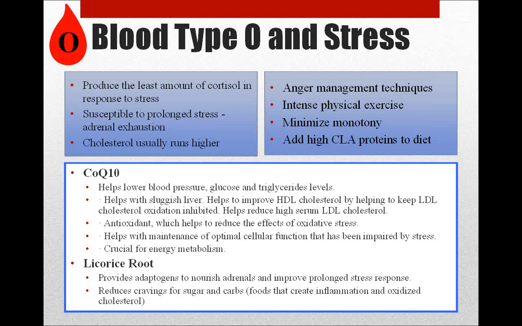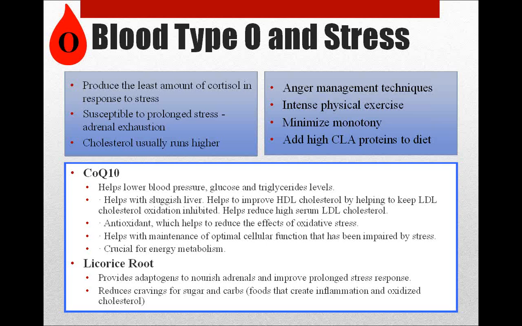So O's really need anger management techniques, so contact sports are really good. I love golf. Golf isn't a contact sport. You get to hit something. Golf and tennis and kickboxing, you know, something to burn off that stress, yes. Just the intense physical exercise, but in short spurts. You know, your O's are not your distance runners. They're not your marathon runners, just intense short spurt physical exercises.